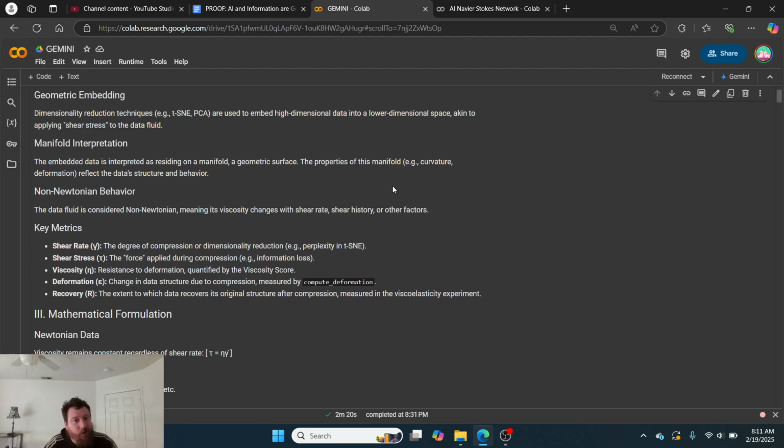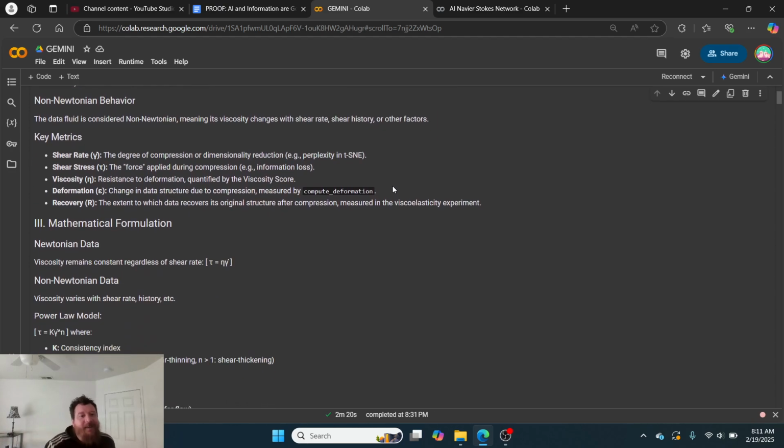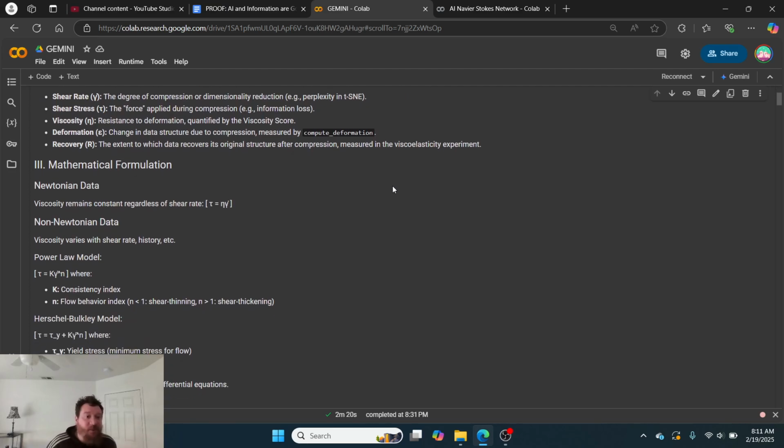All of the experiments that you would do around non-Newtonian structures, and everything that you would expect to happen with non-Newtonian structures, happens with data. It's just no one's ever done it. So here's the mathematical formulation. Again, the full mathematical formulation is available and more readable on my GitHub.